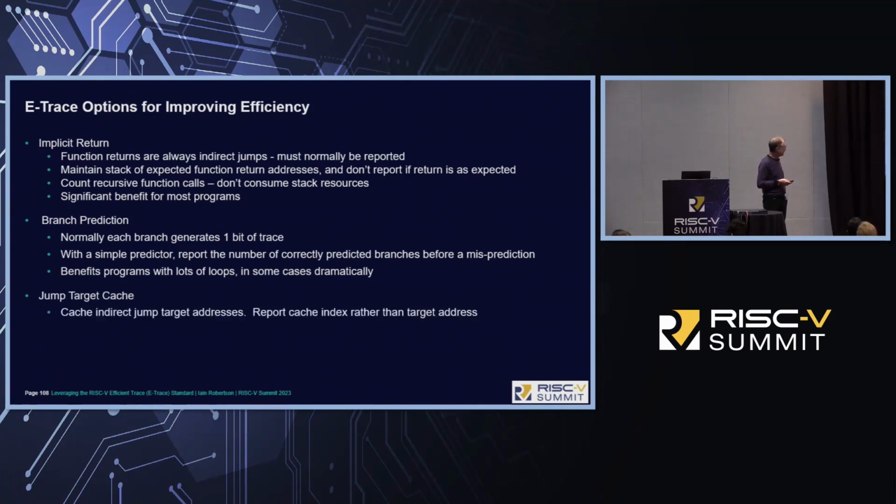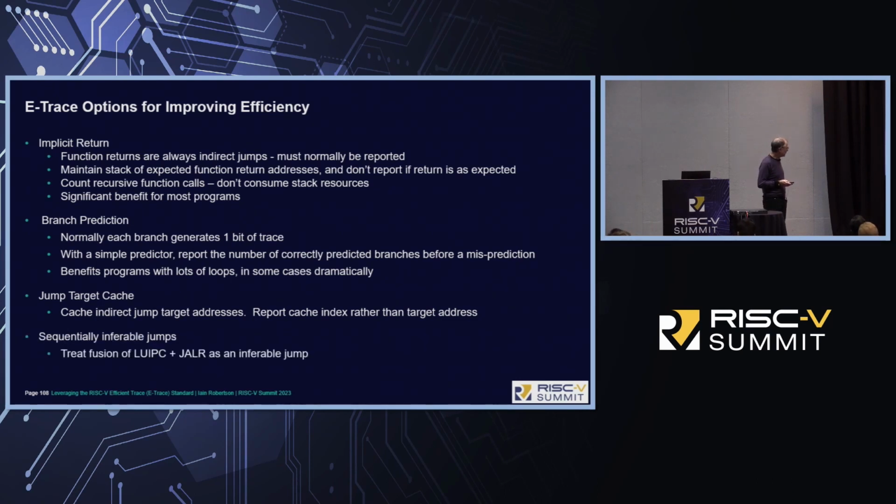We then have a jump target cache. So if you have functions that are called repeatedly, when the function is called, if it's called with an indirect jump, you can put the address of that jump into a cache. If the same function is called again later, and the address is in the cache, then instead of reporting the address of the target, you can report the index number of the cache entry, and it's typically fewer bits, and so you get a more efficient encoding that way.